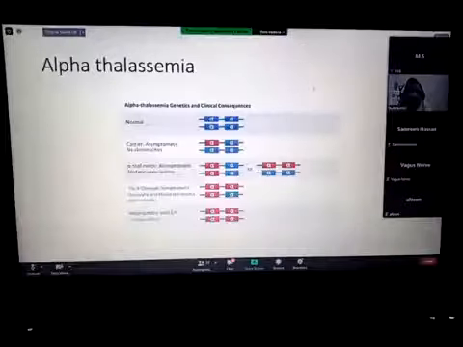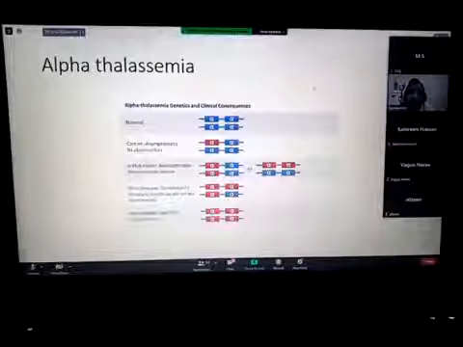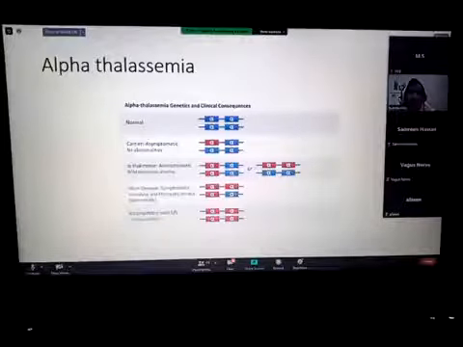I also want to give you a brief picture of alpha thalassemia, because alpha and beta thalassemia have the same kind of laboratory features and diagnosis, but it is less common in Pakistan. It is more seen in African countries or, I should say, Southeast Asia. And it is not that common.